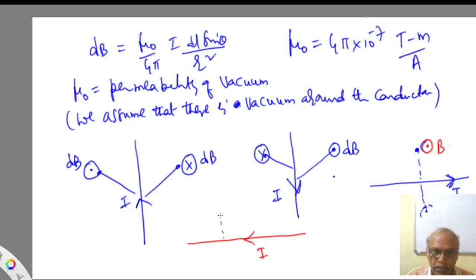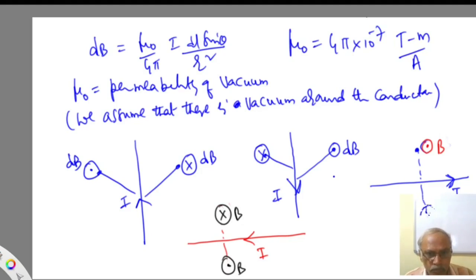If current is going like this, for example, then what is the magnetic field direction here? So it will be inside. Inside means you should write inside. This is inside, and here it is outside. All right. Yes, sir. Okay, right.